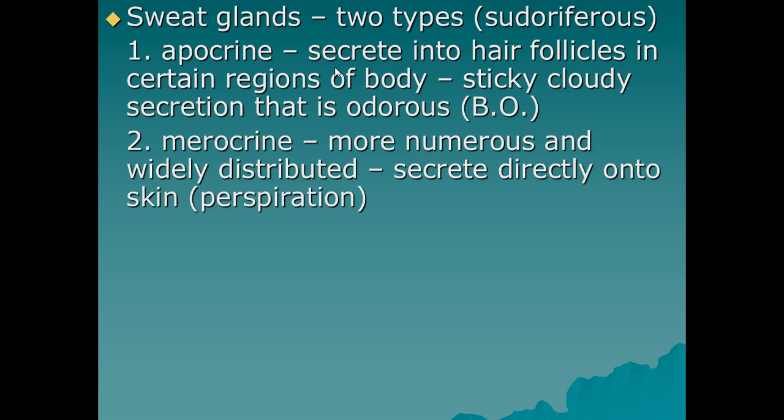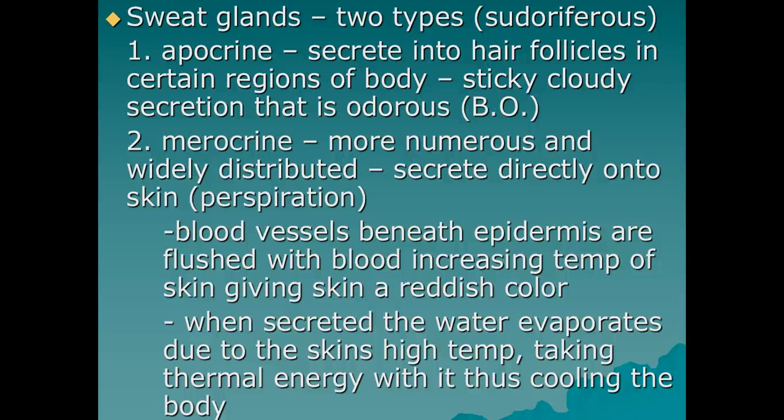This is that sticky, cloudy, gross sweat, and this is what causes BO because it has an odorous substance in it. Merocrine, these are the kind that are more frequent and more numerous in the body. These are the ones that directly secrete sweat onto the skin, mostly for the purposes of getting rid of heat. We already talked about how blood vessels beneath the dermis flush with blood to get rid of thermal energy.